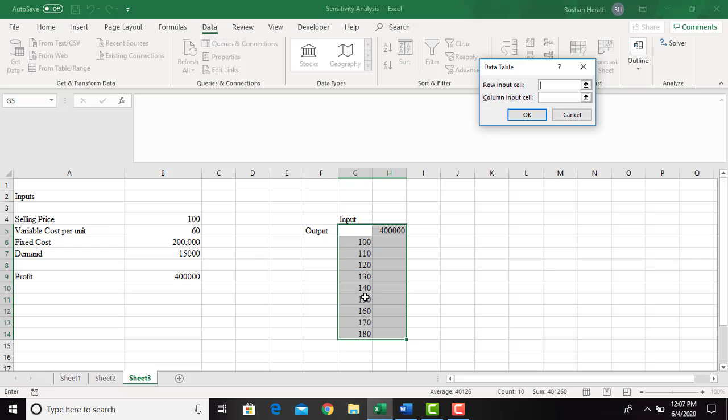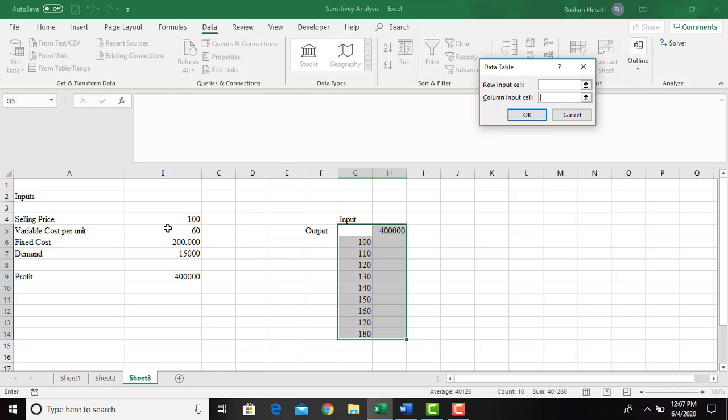So therefore, when it comes to this data table, you have to refer not to a row input cell but to a column input cell, because the things have been arranged in the columns. So therefore you may go to the column input cell. And what is your input cell? Here, what you have placed as your input, your input was the selling price.